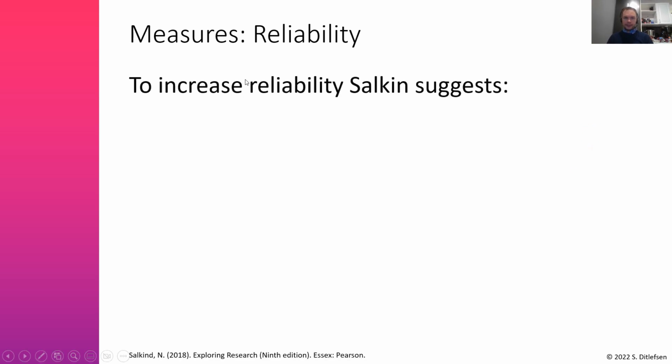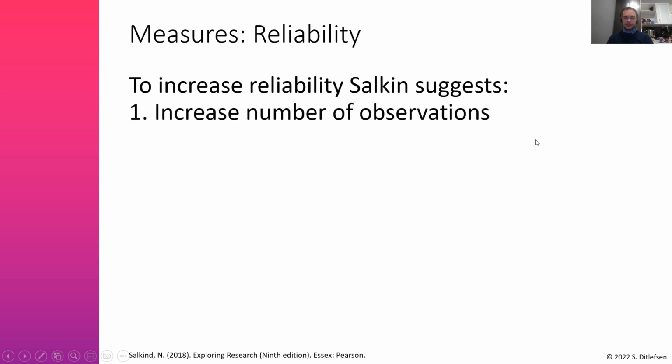Okay, let's increase the reliability, and to do that the guy named Salkin suggests the following. Number one, increase the number of observations. So if we have more tests, then of course the reliability will be better.